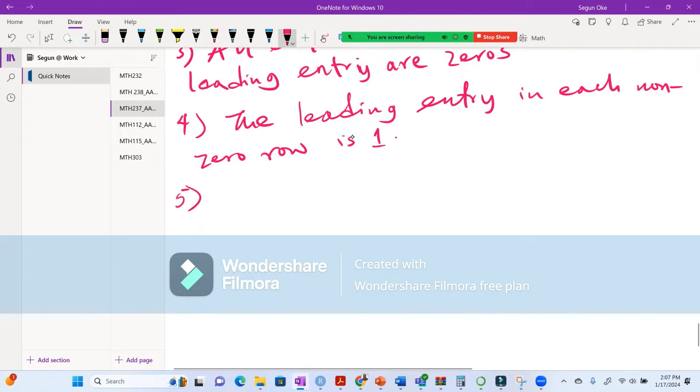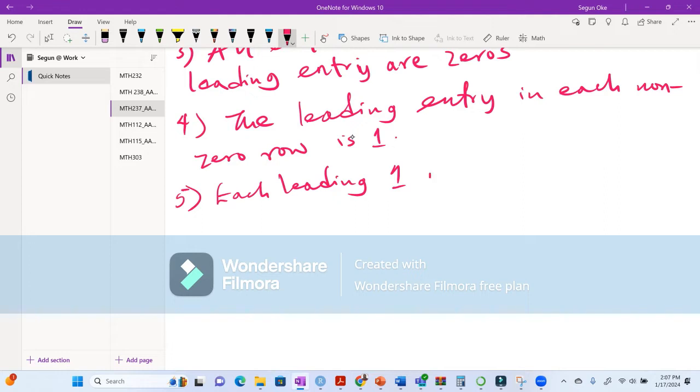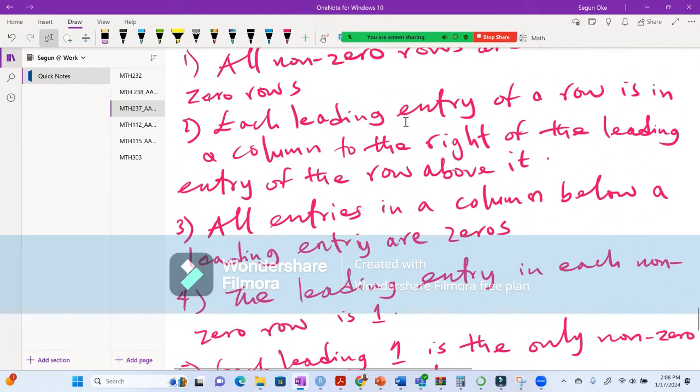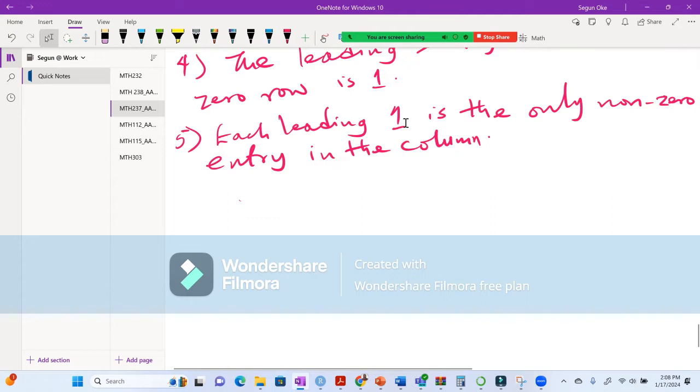Number 5. Each leading one is the only non-zero entry in the column. So now let me give you an example. So we have these 5 characteristics that I want you to know.